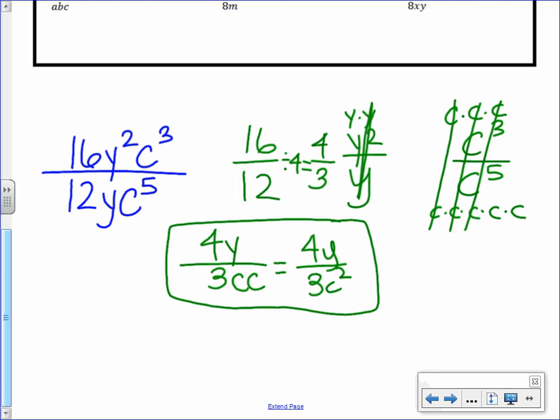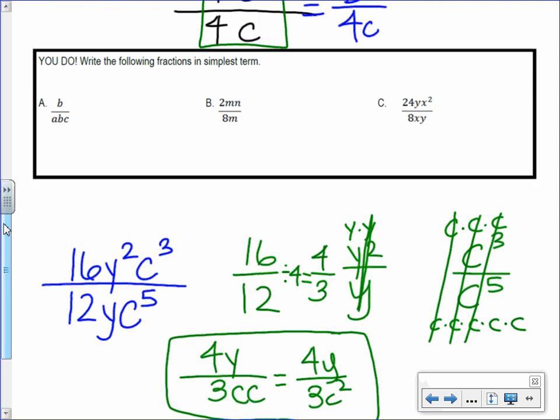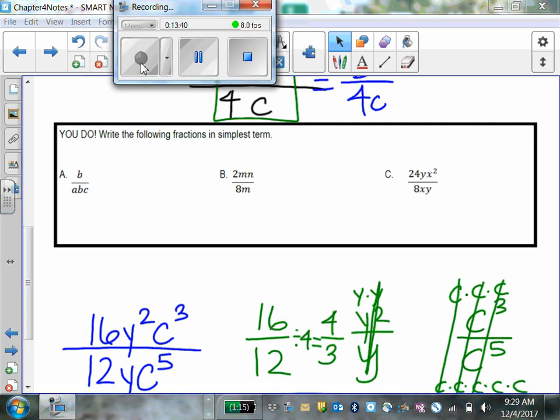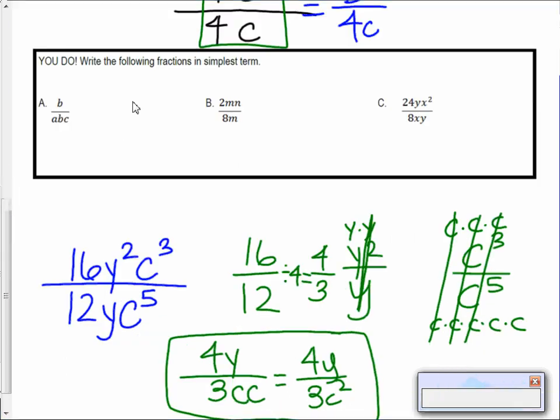Okay, you guys try these 3. Try these 3 with your table first. You have to put a 1 if there would be nothing there.